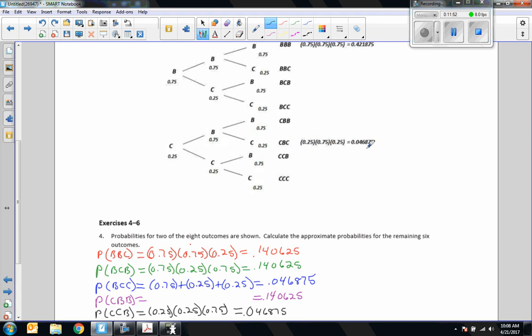And notice that it is right here as well. The CBC was already done for us. Two C's and a B, order does not matter. We're going to get the same value every time. And now we just have to calculate C.